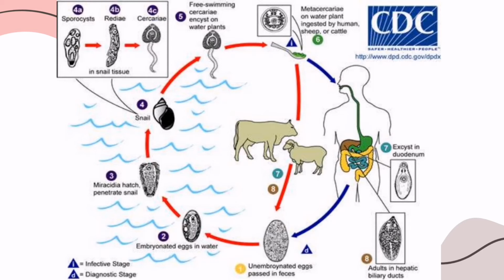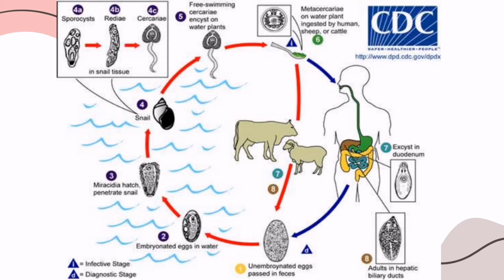So this is the life cycle of Fasciola hepatica. It involves a final host where the adult worms live, an intermediate host where the larval stages of the worm develop, and a carrier entailing suitable aquatic plants. The process starts when the infected animals, cattle, sheep, or other animals, defecate in a freshwater source.